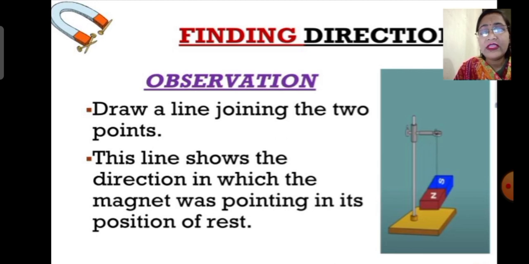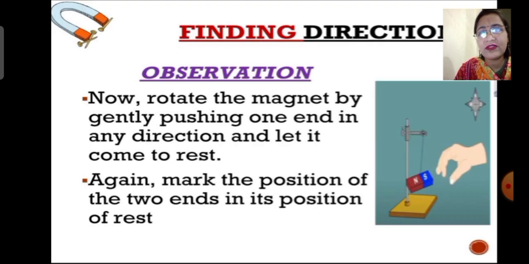Even children, we can try this again and again: rotate the magnet by gently pushing it at one end in any direction and let it move freely. We will see that it comes to the rest position in the same direction. Again, the rest position is the same as the line we have drawn. This shows that n number of times if we repeat the same activity, the magnet comes to rest in the same direction, that is north to south direction.